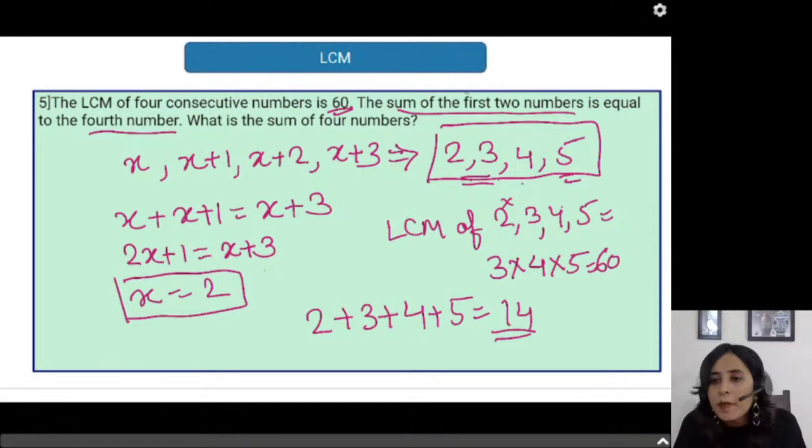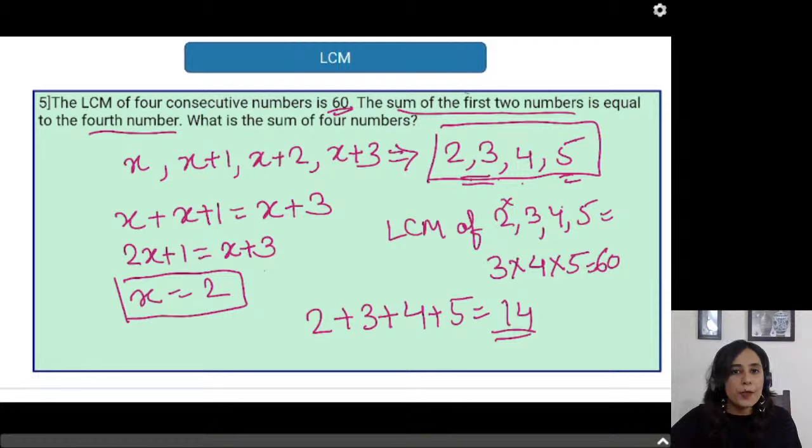It can also be 3, 4, 5, 6. Then the answer can be 18. Himanshu, if the numbers are 3, 4, 5, 6, then the sum of the first two numbers is not equal to the fourth number. 3 plus 4 is not equal to 6. So the numbers cannot be 3, 4, 5, and 6. So the answer cannot be 18. Himanshu, please check once. Malavika has given the answer as 12. Malavika, you have made a calculation error, I think.